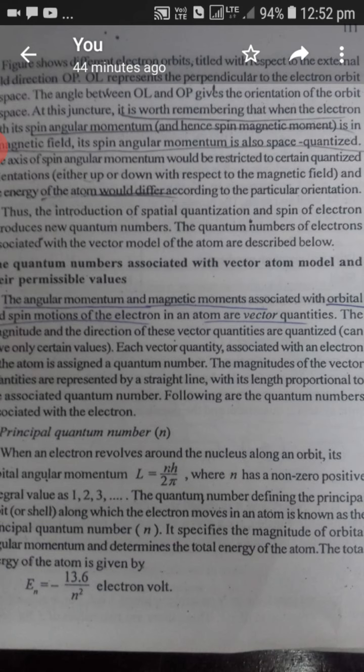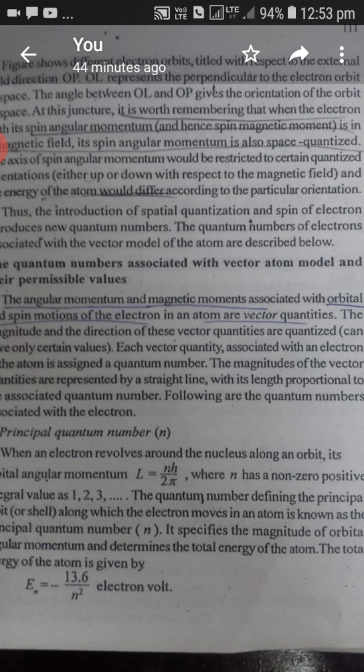There are different types of quantum numbers. They are principal quantum number, orbital quantum number, spin quantum number, total angular momentum quantum number, magnetic orbital quantum number, magnetic spin quantum number, and magnetic total quantum number. The first one is the principal quantum number.